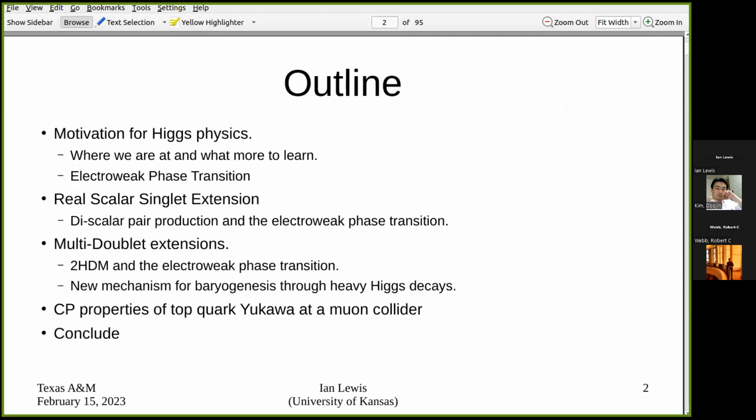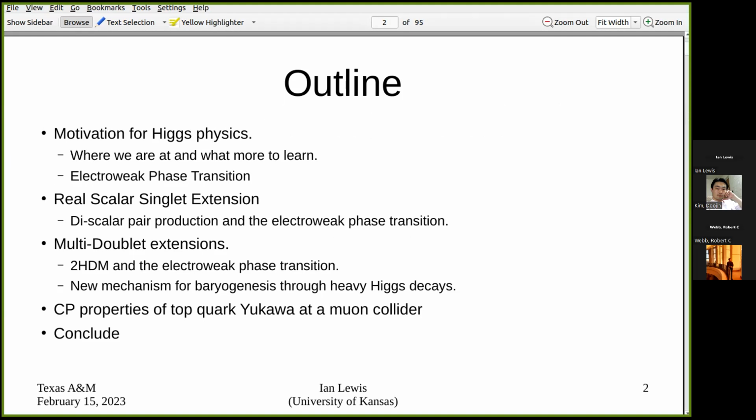So the outline: basically I'll go through the motivation of this physics. It's been decades since we discovered and started measuring it, so where we're at and what more we can learn. Then I'll focus on electroweak physics. I'll give a very quick one slide crash course in that, and then say what the main take-home message is, at least for collider physics, which is what we're interested in.